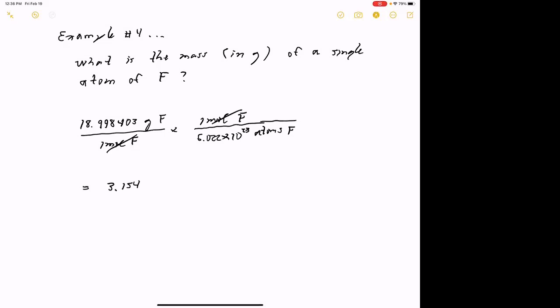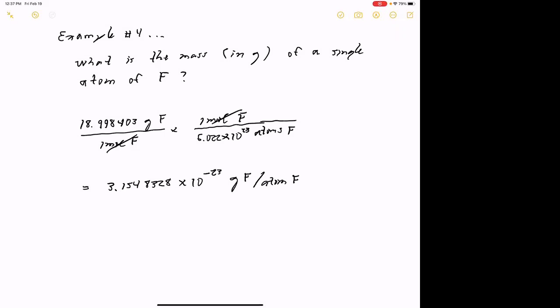3.154, and we're going to assume Avogadro's number is not limiting us here. 8328 times 10 to the minus 23rd. And that's grams of fluorine per atom of fluorine. Okay, and that's what the question asked me for. I think the sig figs worked out. 1, 2, 3, 4, 5, 6, 7, 8. 5, 6, 7, 8. Yeah, we're good.